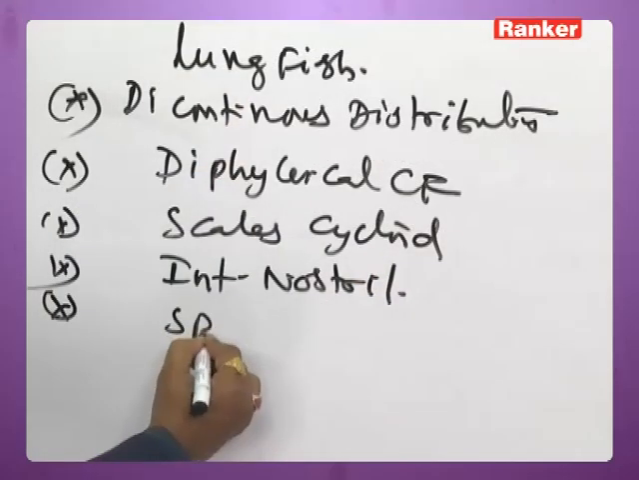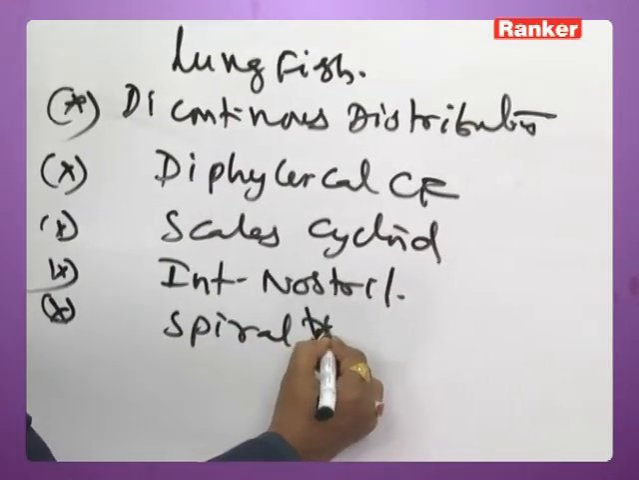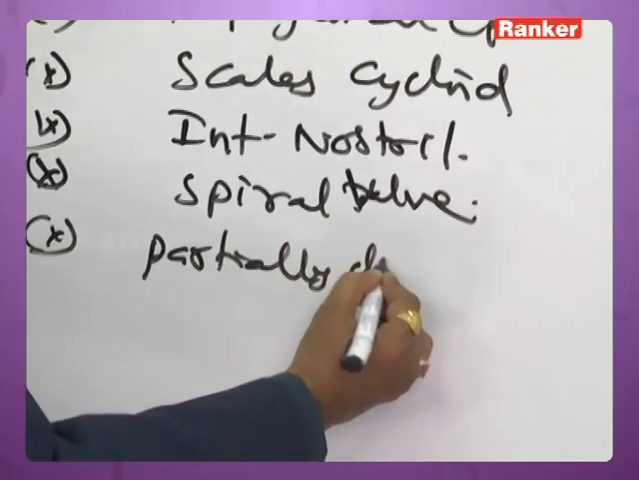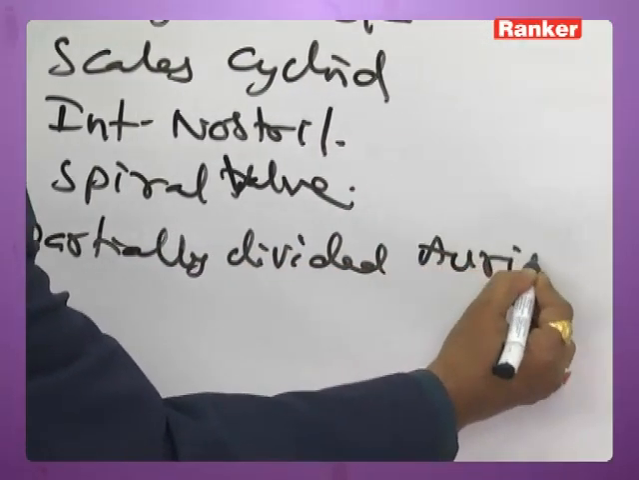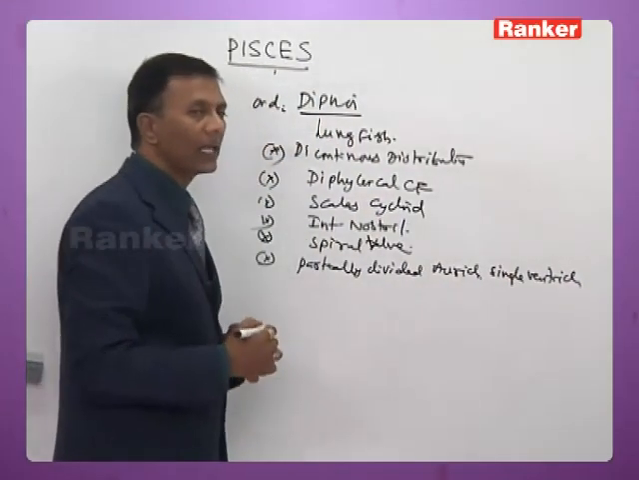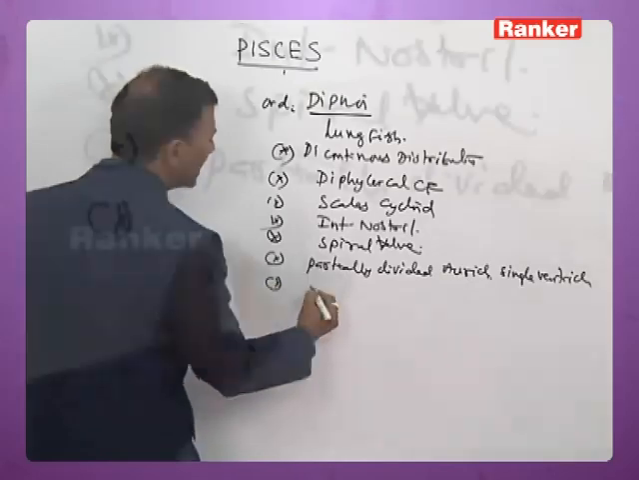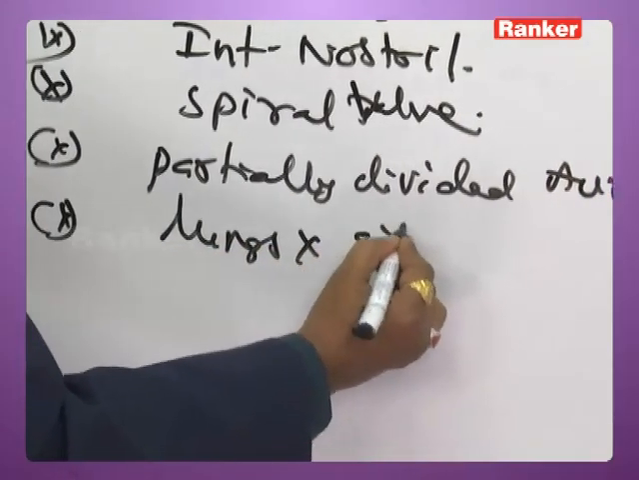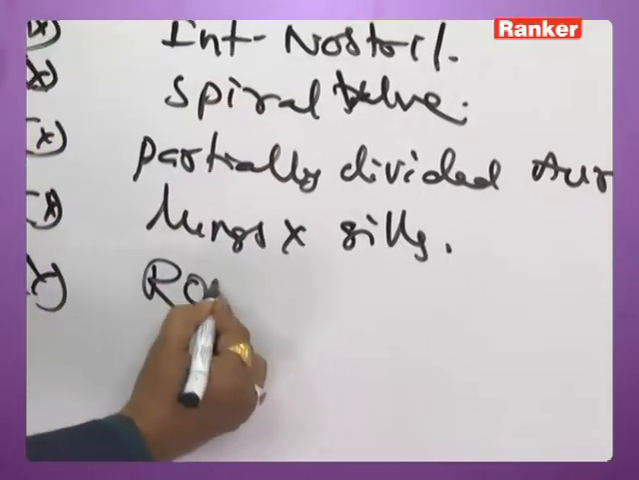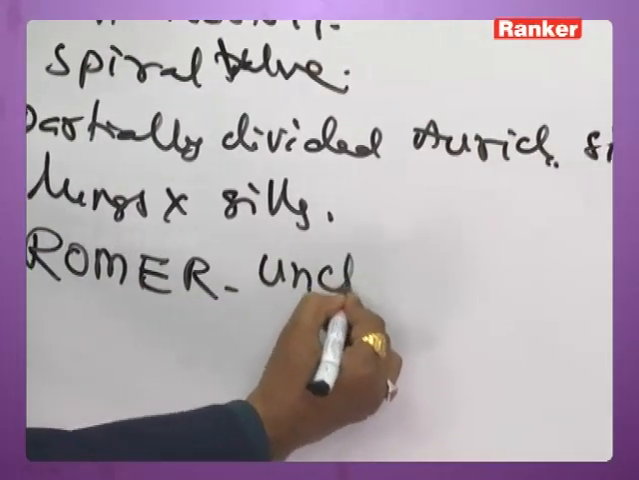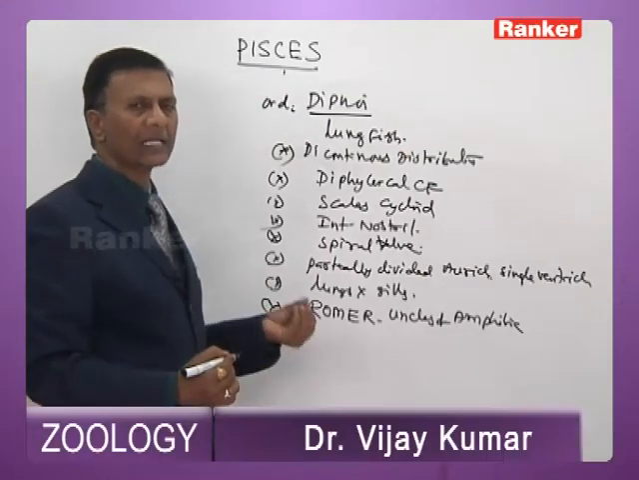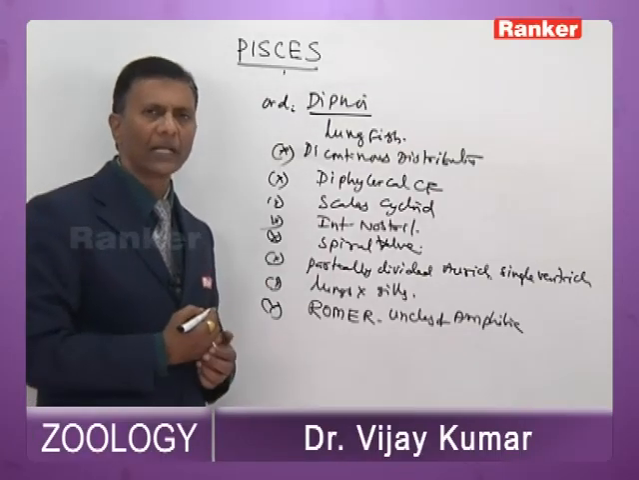The intestine has a spiral valve. The heart has a partially divided auricle and a single ventricle. They have both lungs and gills for respiration. Now, the scientist Romer called dipnoids uncles of amphibia. Because of certain amphibian characters reflected in this group, he called the dipnoids uncles of amphibia.